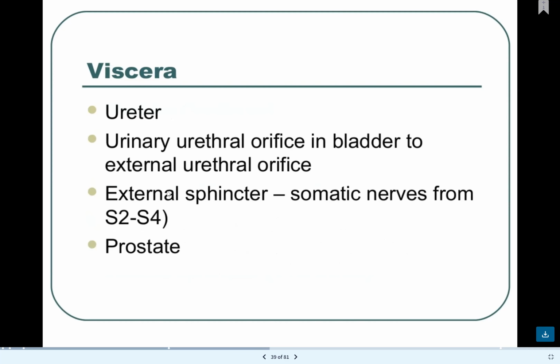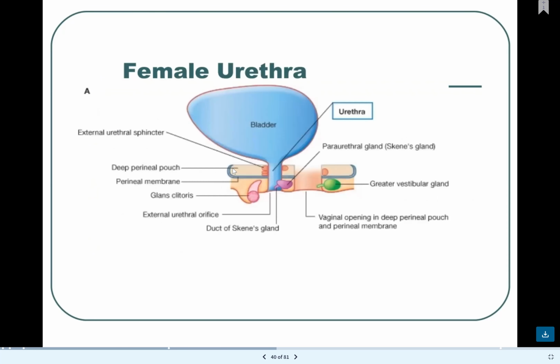Go and explain why the external sphincter is from somatic nerves, while the internal sphincter is from the autonomic nerves. I want to know that. Please go and look out for that.